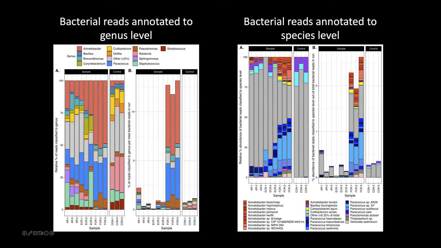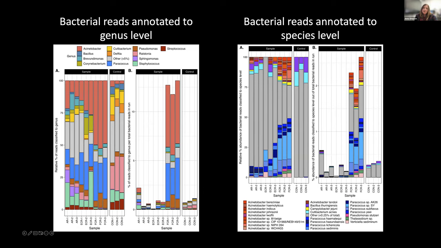The bacterial reads, just the bacterial reads, look better. So both at the genus and the species level, we are seeing that the true samples are dominated by Acinetobacter and Paracoccus species, whereas the control or kitome is dominated by Cutibacterium, Ralstonia, and Staphylococcus. And we are getting some good species level data that is very distinct from the controls.